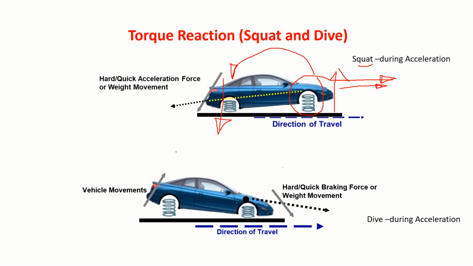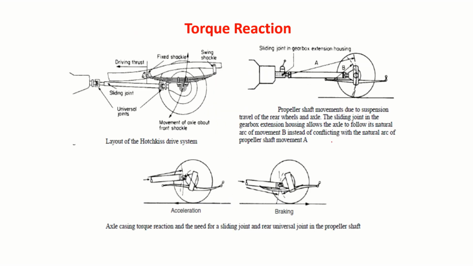In the same way, the vehicle is running at high speed. All of a sudden, if I brake, the dynamic load gets transferred from the rear axle to the front axle. Because of that, what happens? This gets lifted up and this goes down. This we call the dive phenomenon. The other one is squat and dive. So whenever we accelerate, the vehicle squats. Whenever we brake, the vehicle dives.